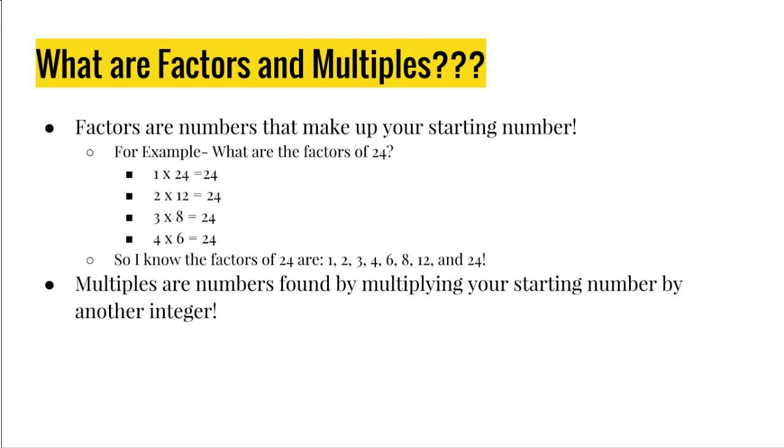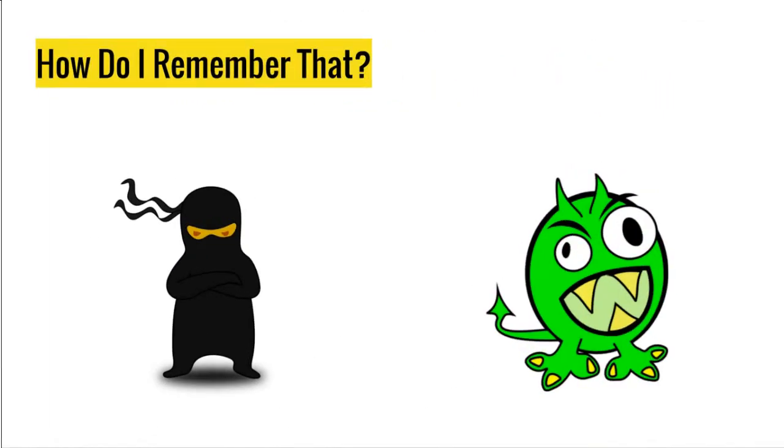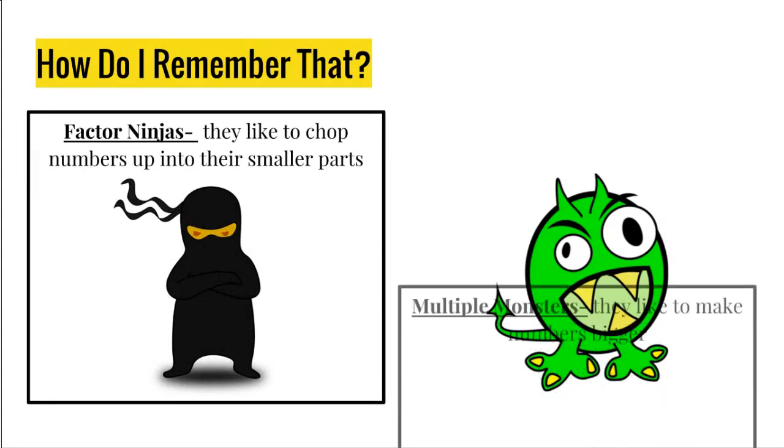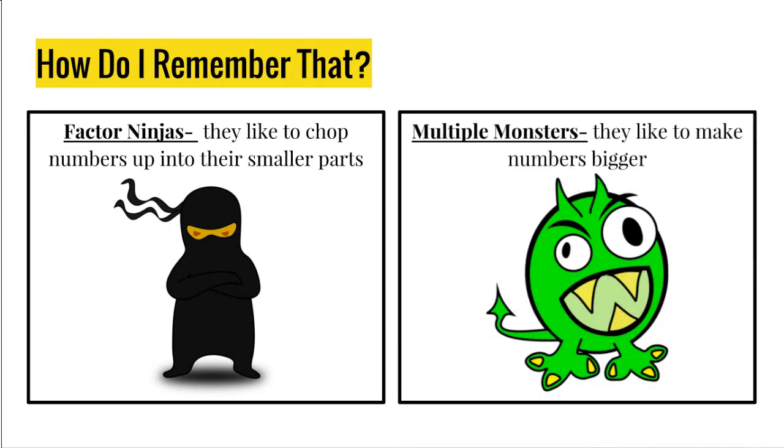For example, what are the multiples of 5? I know how to skip count by 5, so those are the multiples. 5, 10, 15, 20, 25, 30, and 35. How do I remember all of that? I like to think of factor ninjas and multiple monsters. Factor ninjas chop numbers up into their smaller parts, while multiple monsters like to make numbers bigger.